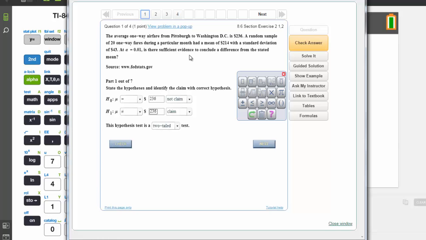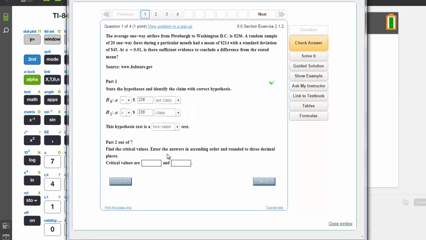The question is, is there sufficient evidence to conclude a difference? If we are going to conclude a difference, it would be because the sample mean was either significantly less or significantly greater than 236. So that means that we would have a two-tailed test. With the two-tailed test, our null hypothesis would be that the mean is equal to 236, and our alternative hypothesis would be that the mean is not equal to 236. And this would be a two-tailed test.